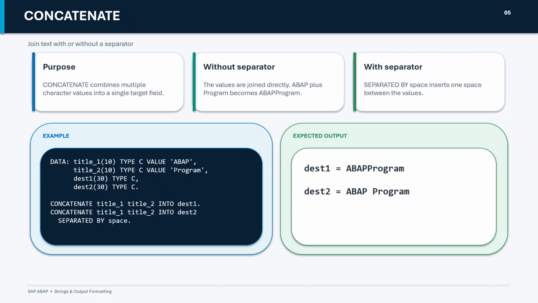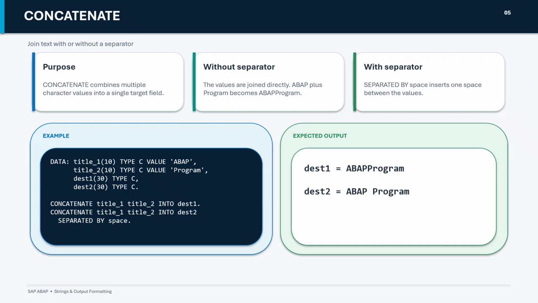First one is concatenate. Let's look at how the concatenate statement works. Concatenate is used when we want to combine two or more character values. In this example, the first one is title 1, with 10 characters and type C, which is ABAP. The second one, title 2, is program. Then we concatenate title 1 and title 2 into dest 1, and concatenate title 1 title 2 into dest 2 separated by space.